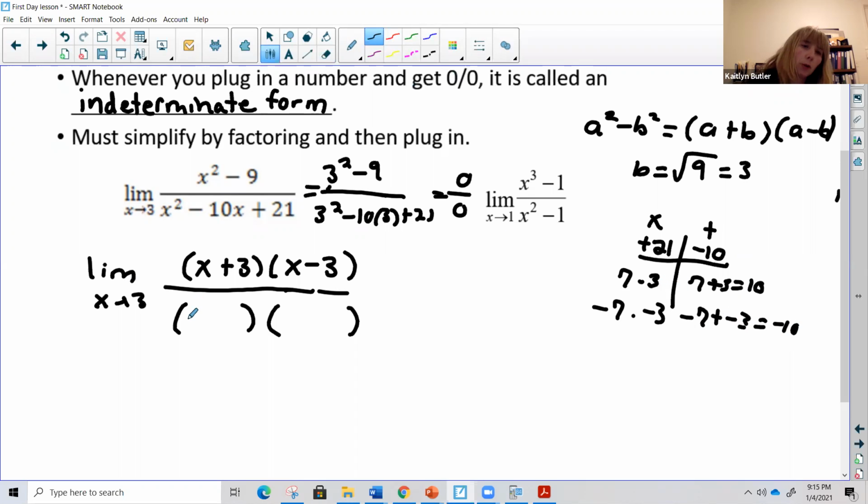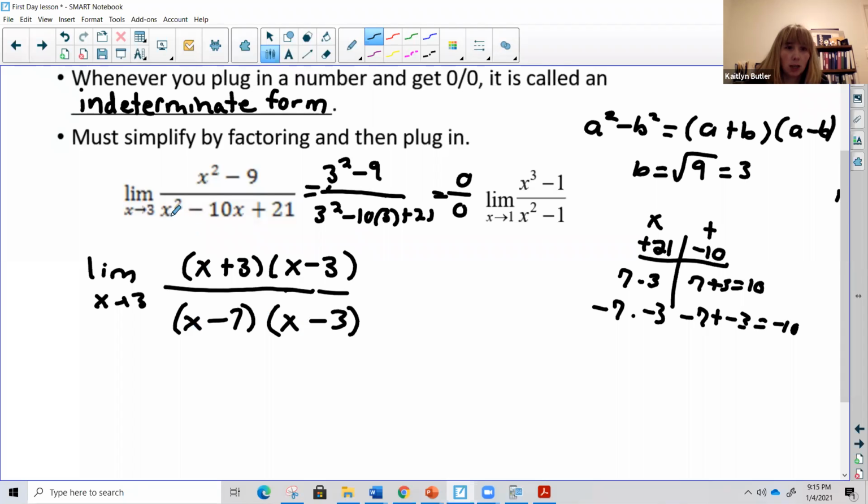So then what we do is we put x and x in the first spot because x times x gives me x squared, and I put these two numbers in my second one. So it'd be minus 7 and minus 3. Okay, and you can always check it by doing FOIL, or first, outer, inner, last, to make sure that you get this when you do it.